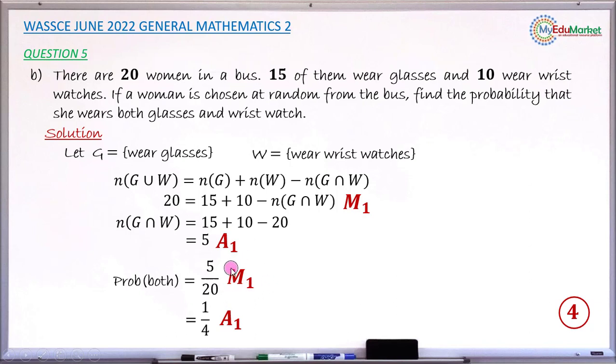The next mark is a method 1 mark. When you substitute this 5 and 20 in an attempt to get the probability, you have this method 1 mark. And when you reduce this fraction 5 over 20 to a simpler form, and you have 1 over 4 as the probability of those women that wear both, you have this accuracy 1 mark. So in total, this question number 5B has 4 marks.